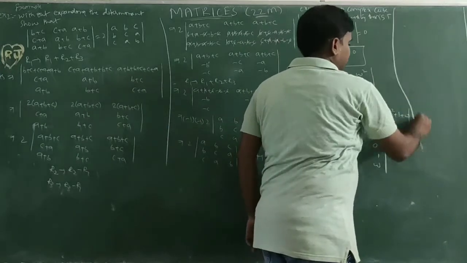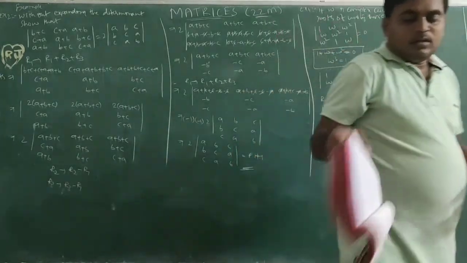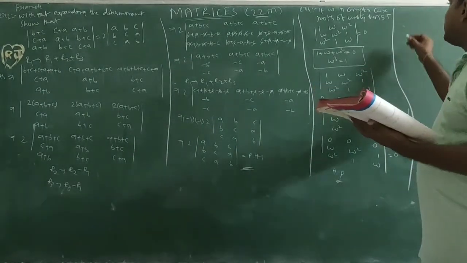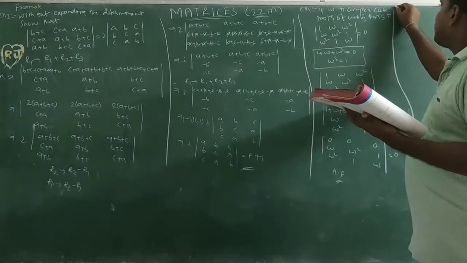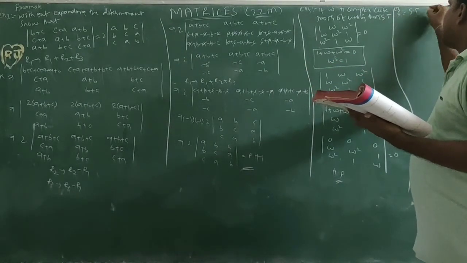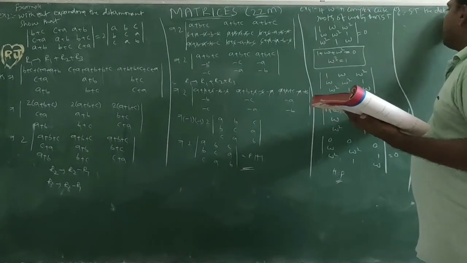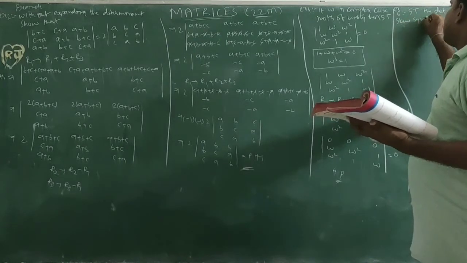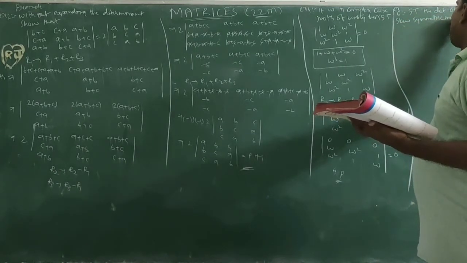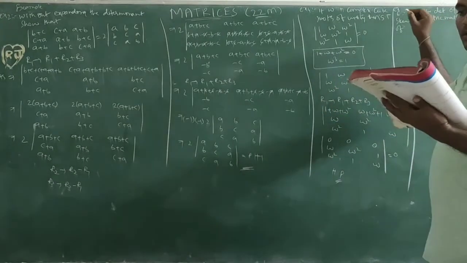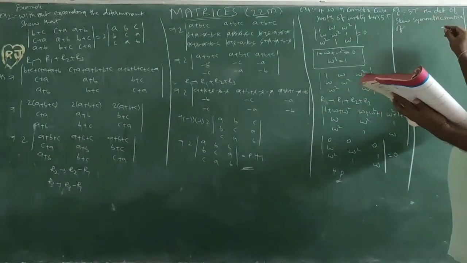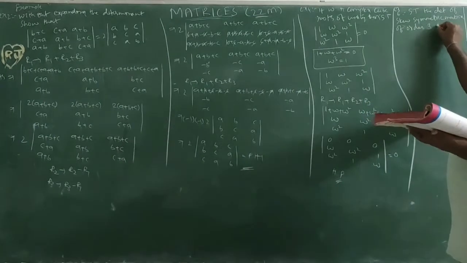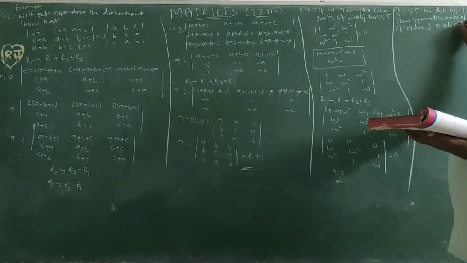Okay, next question. Next question is: show that the determinant of a skew symmetric matrix of order 3 is always 0. This is Example 6.